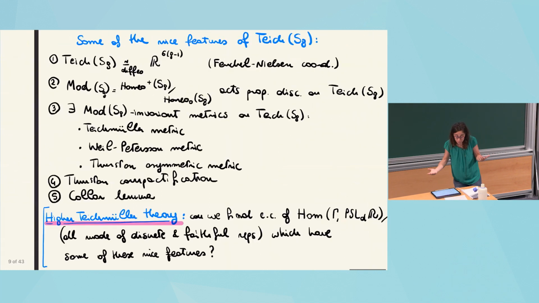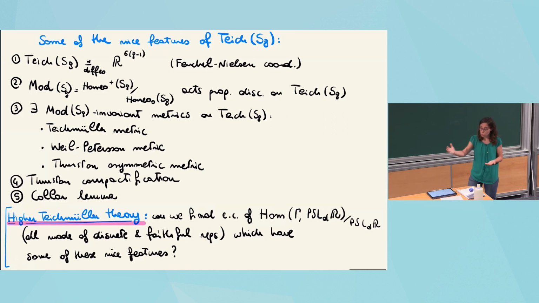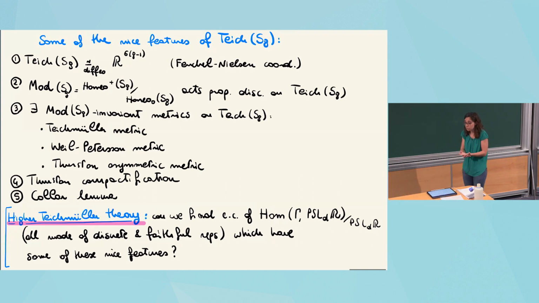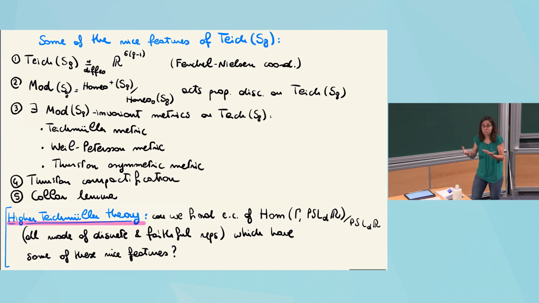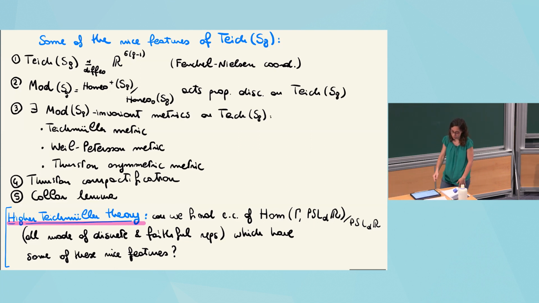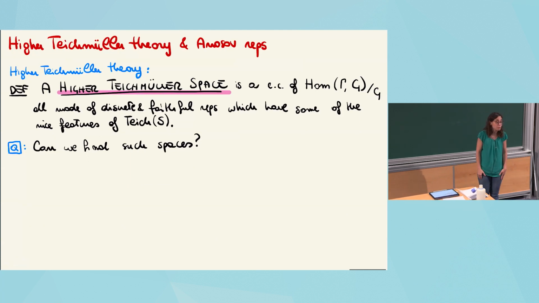So one question that one can ask is, what if we replace the target space, PSL2R or PSL2C, with a group of higher rank? Can we still find connected components in the character variety that are all made of discrete and faithful representations, and that still keep some of the nice features of Teichmüller space? We can take these as the working definition of a higher Teichmüller space. And so the answer is yes.